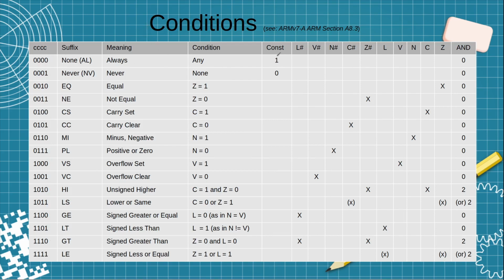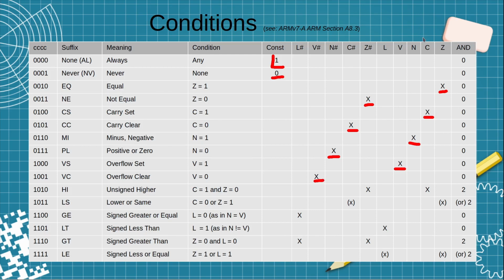So 0 and 1 is a constant 1, and an inversion of that is very simply a 0. That's trivial. Equal and not equal are very simple inversions of the Z flag. Again, that's trivial. The C flag for carry set, carry clear, again, trivial. Minus or negative and then positive or 0, so that is the N flag. Again, trivial. And finally, overflow set and overflow clear. That's a trivial condition as well.